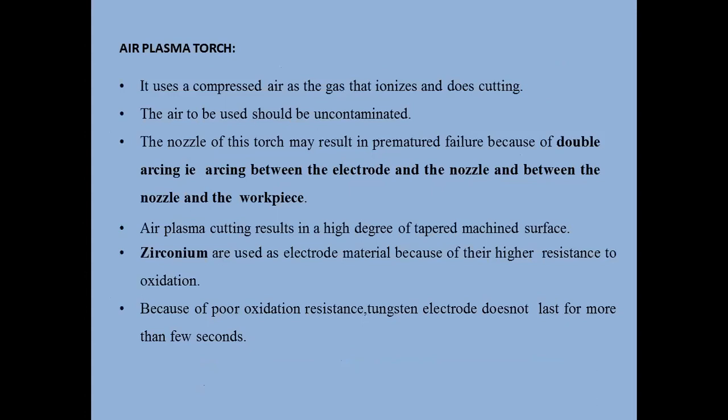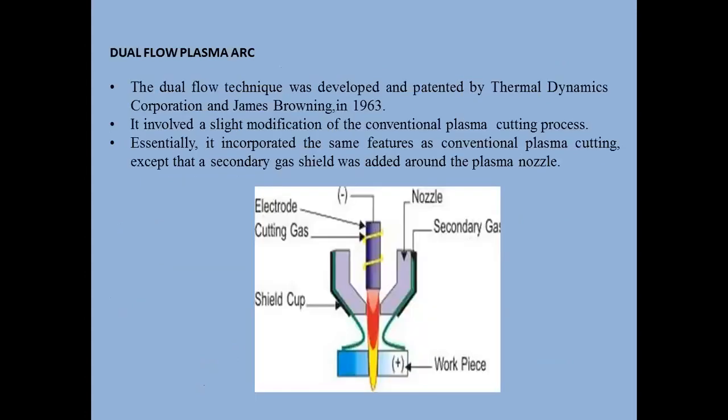Now, in the next class we will see the different types: air plasma torch, dual flow plasma arc torch. See here, the construction: this is the nozzle, this is the electrode. The construction is the same, but there is a small difference between each one. See, secondary gas, cutting gas. Here dual gas is applied, that's why it is called dual flow plasma. The workpiece, the arc transfer and the shield cup are all common.